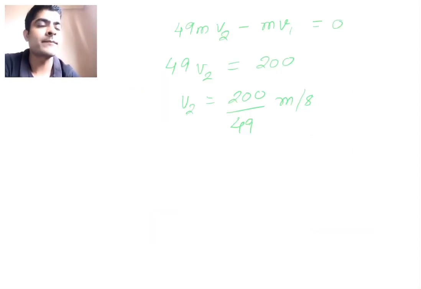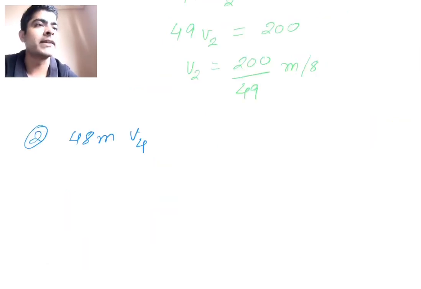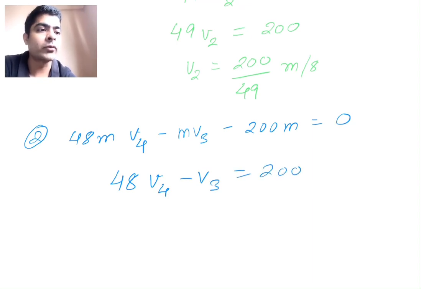So let's write the momentum equation. 48 m v4 minus m v3 for the second shell, minus 200 m for shell 1, is equal to 0, conserving momentum. Now we rearrange this equation. m will get cancelled out, so 48 v4 minus v3 equals 200. Now in this equation we have two unknowns, v4 and v3, so we need one more equation to be able to solve this.